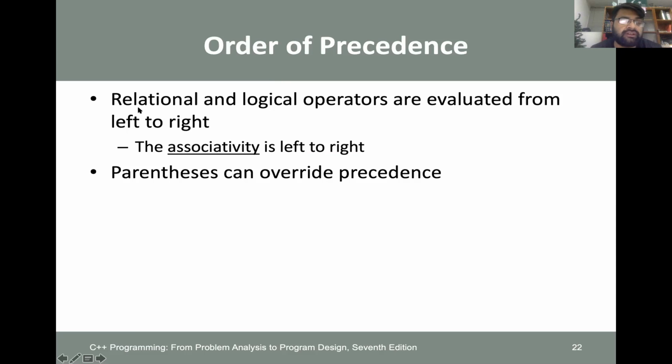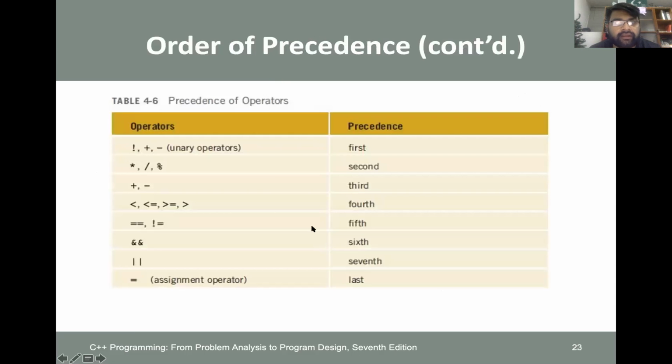So if you just write out some relational and logical operators, they'll always be executed from left to right. There is no precedence between a relational and logical operator. However, you can use parentheses to override if you want to evaluate a particular part of code first or a particular expression first before going on to the next one. You can use parentheses.